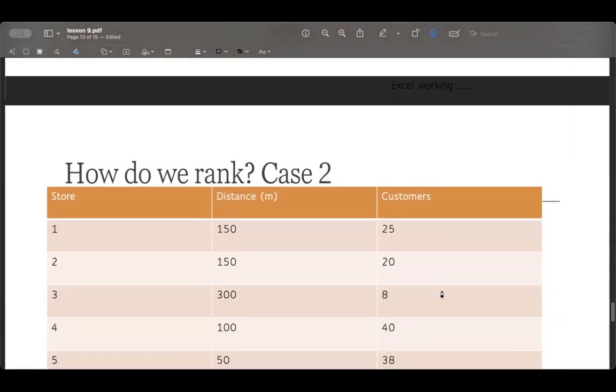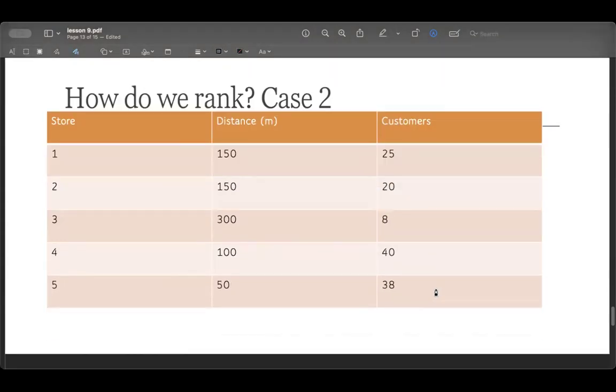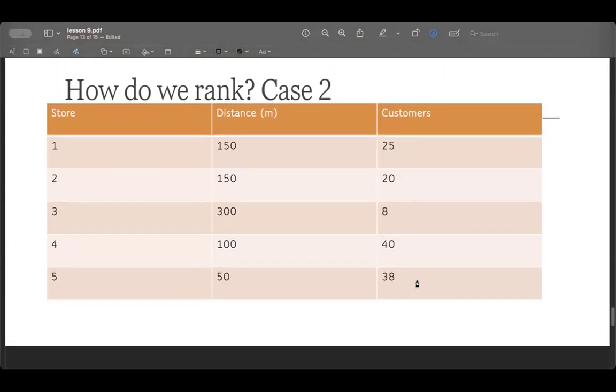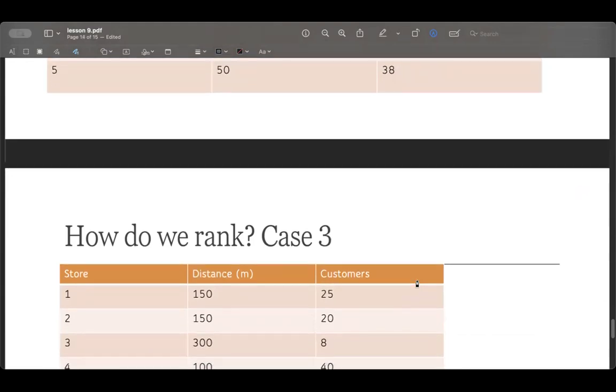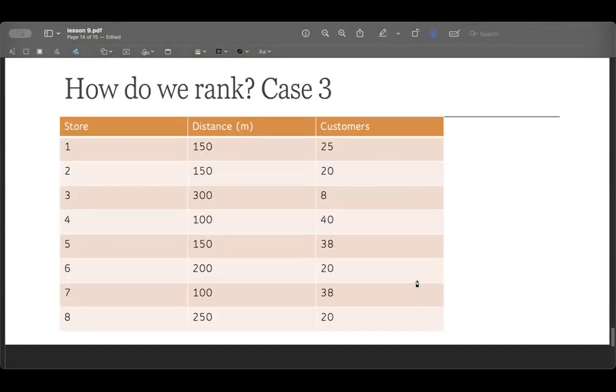So then what do we have here? I'm just thinking how to do this because they haven't given us any information to calculate this. They have only asked how do we rank.